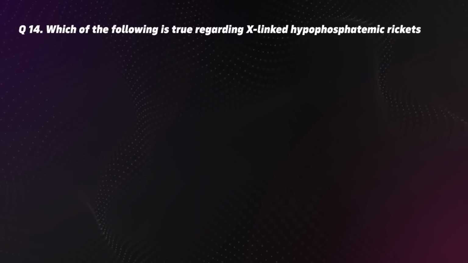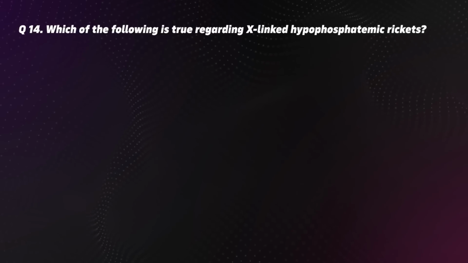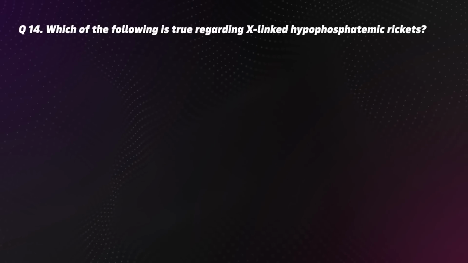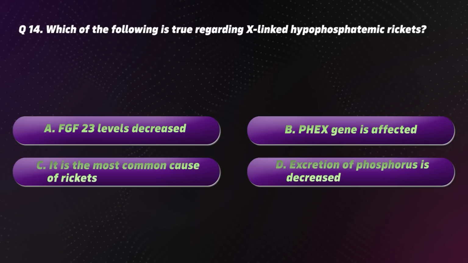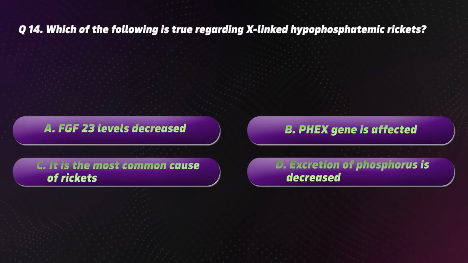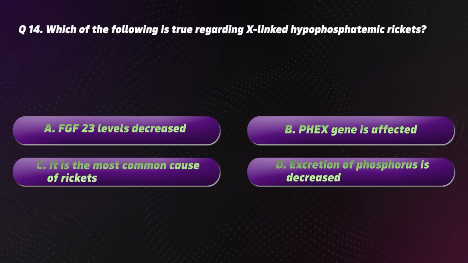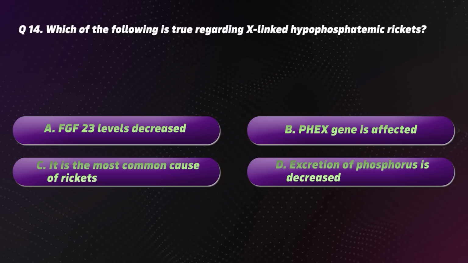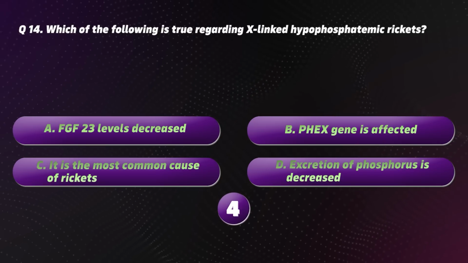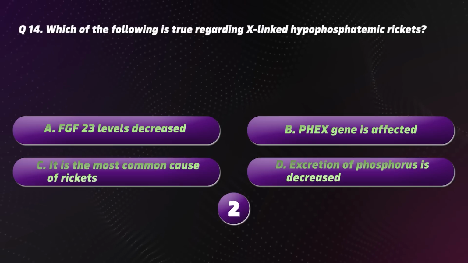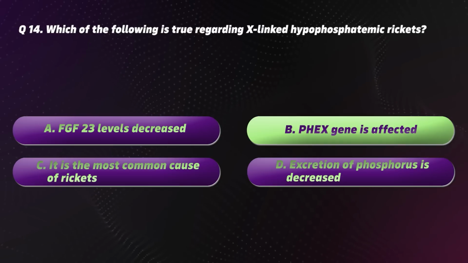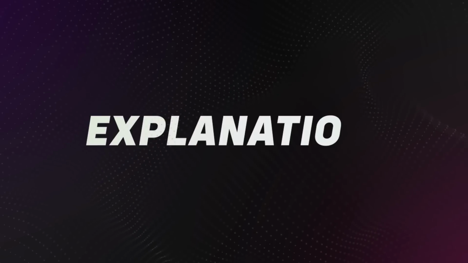Question 14. Which of the following is true regarding X-linked hypophosphatemic rickets? Here are the options. A. FGF23 levels decreased. B. PHEX gene is affected. C. It is the most common cause of rickets. D. Excretion of phosphorus is decreased. And the correct answer is option B. PHEX gene is affected. Here's the explanation.